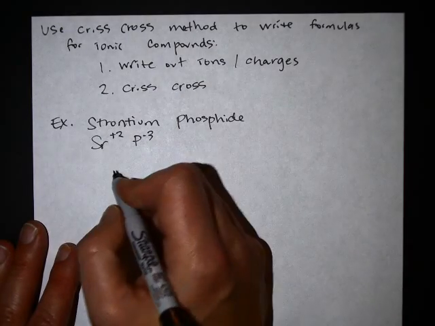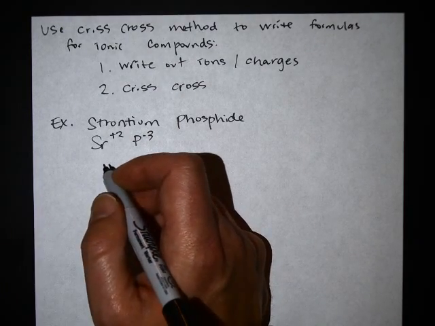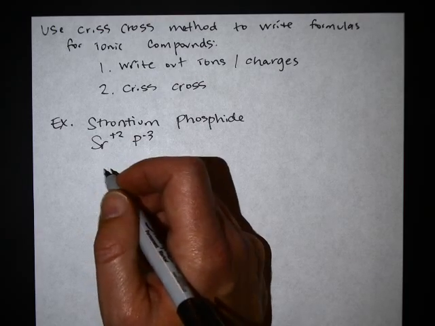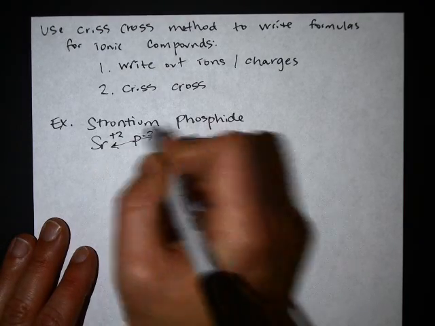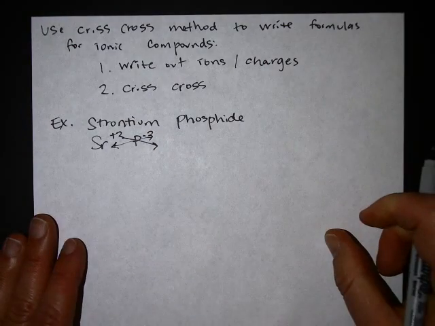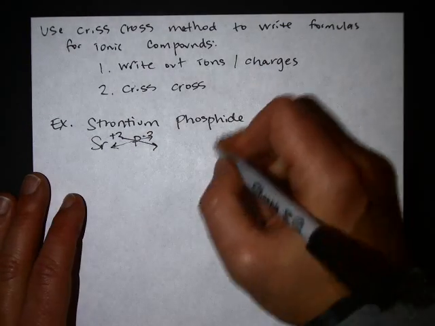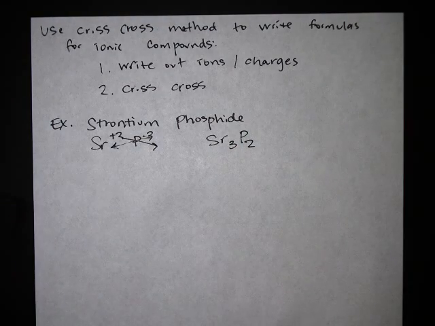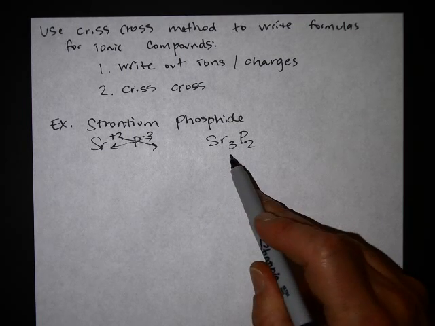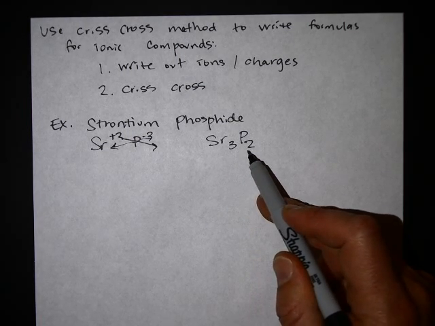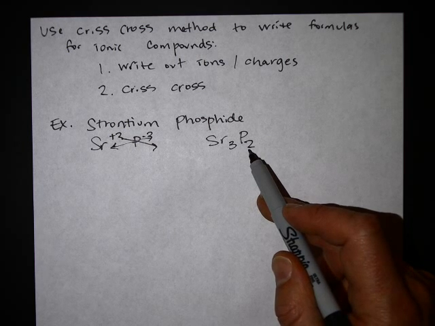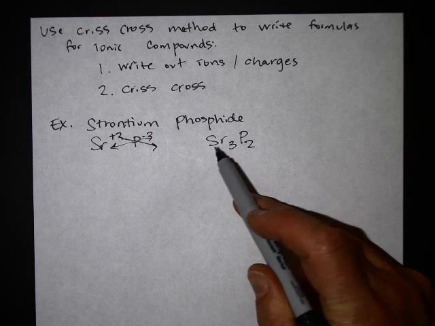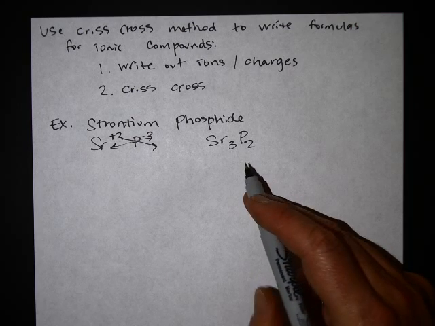Okay, that's what's happening. Here's the easy workaround to think about what I just said. Just take this 3 and put it right there, and take that 2 and put it right there, and ignore the charges because they go away, and the formula is Sr3P2, which is the same thing we just said. We need 3 of these to get to +6, we need 2 of these to get to -6, and then it ends up canceling each other out. That's a formula. Letters and subscripts, that's it.